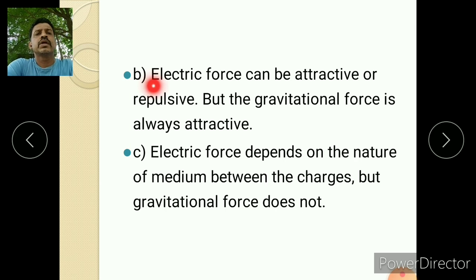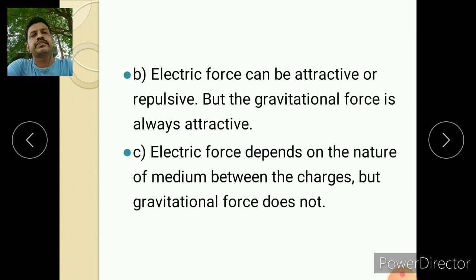The electric force can be attractive or repulsive, but the gravitational force is always attractive. As we saw here, if two positive charges are there, there is repulsion, and if two opposite charges are there, there is attraction. So the electric force may be attractive or repulsive: if opposite charges, it is attractive, and if same charges, it is repulsive. But the gravitational force is always attractive. There is no repulsive gravitational force.